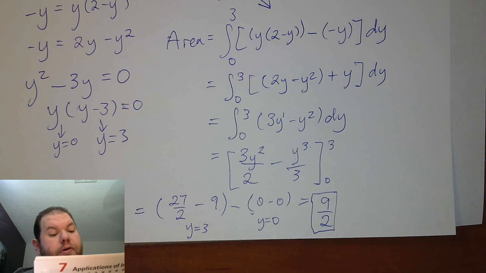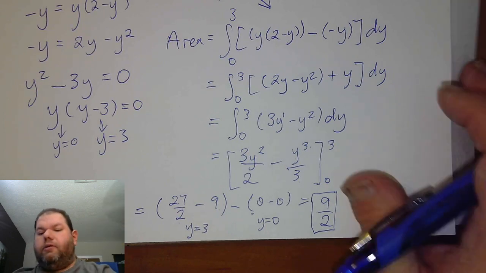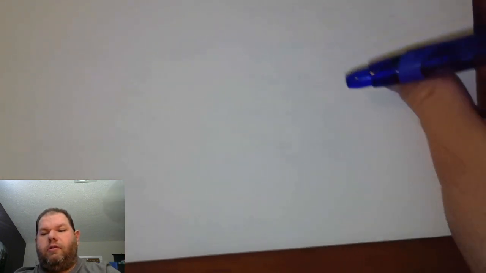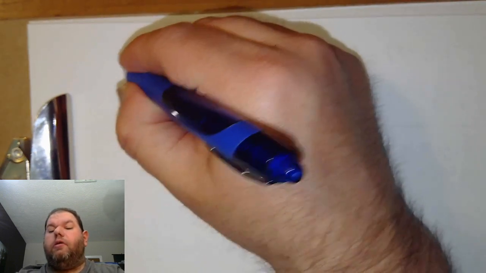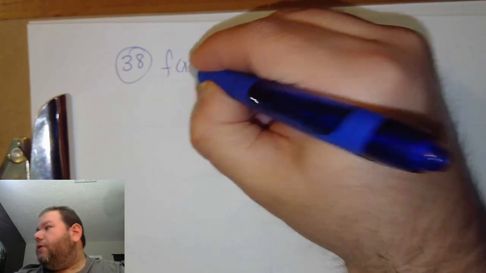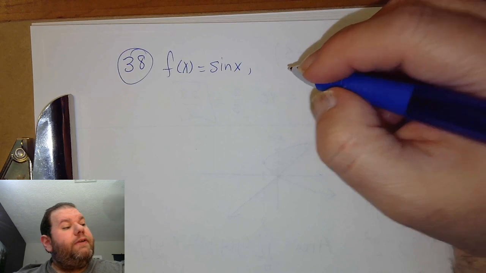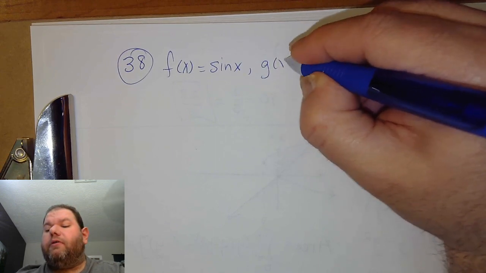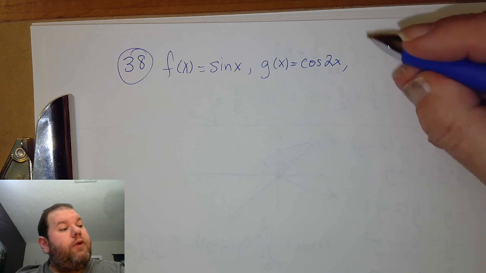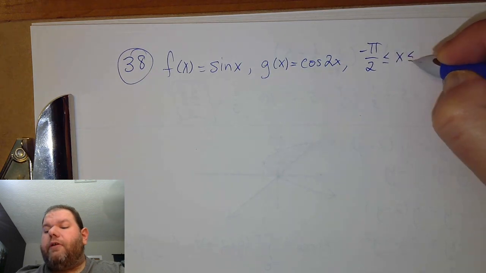Next, I want us to look at number 38. In 38, we're given f of x equals sine x, and g of x is equal to cosine of 2x, and we're also given boundaries for x, which is negative pi over 2 less than or equal to x less than or equal to pi over 6.